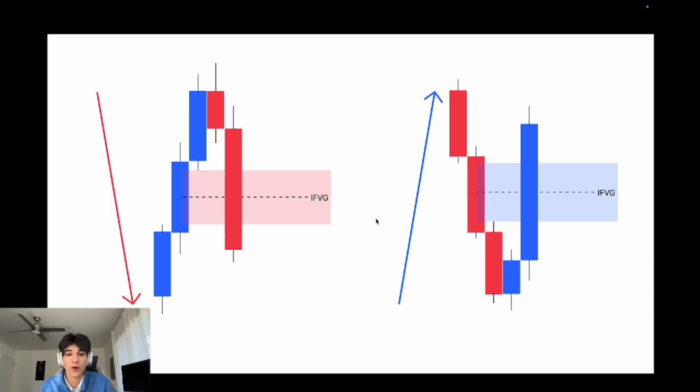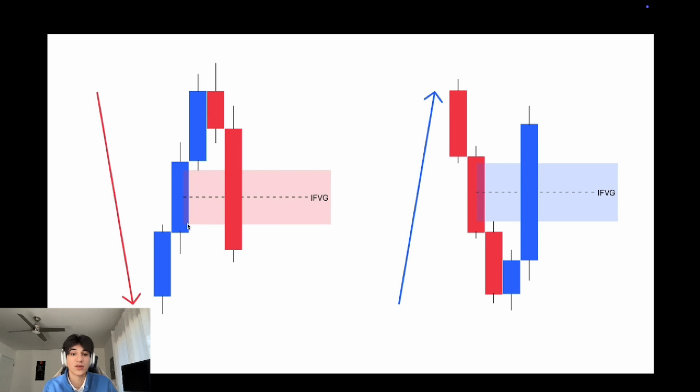Okay, and now for an inverse fair value gap example, we see that this is where our bullish fair value gap was before, because we have the top of the first candle to the bottom of the third, and then we see that with this candle we disrespect it and close on the other side.